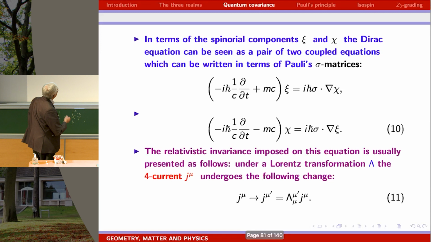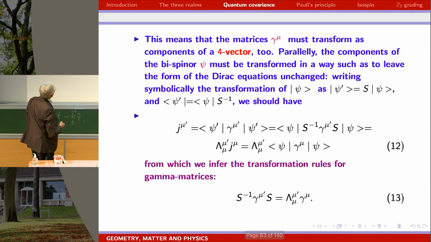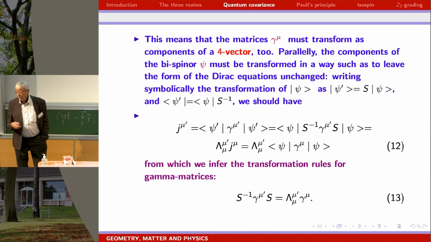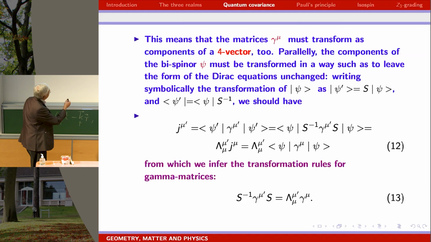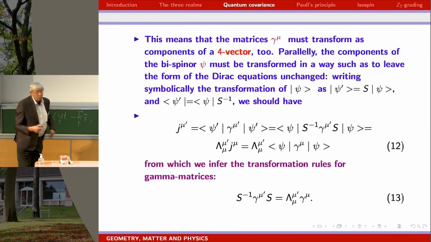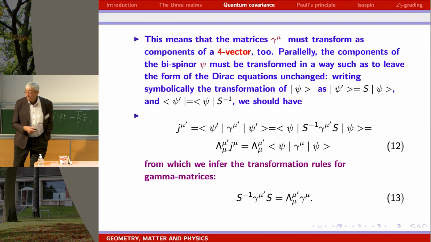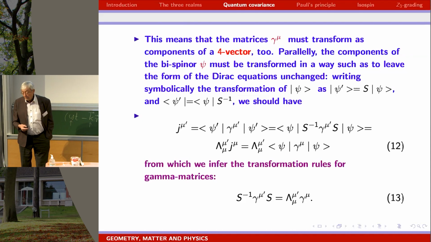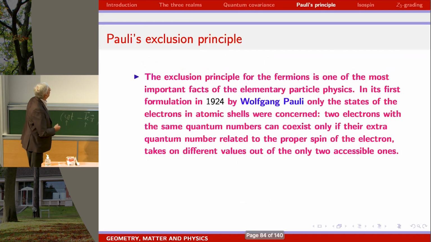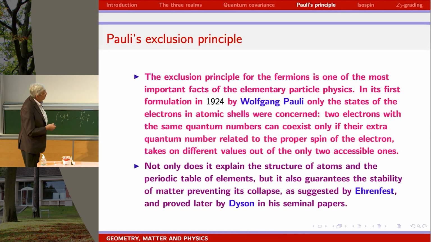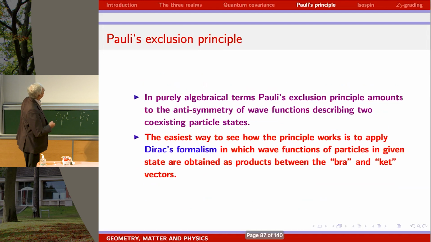Now, I skip this Dirac equation. Again, we have all these transformations as they should be. So now let me see. This is again how the Dirac matrices transform. They also have to transform. You see, this is because they are not simple spinors, because they are like quadratic combinations of spinors. So you have S minus 1 S, and this is how the Dirac matrices transform. Okay. Now, let us go to Pauli's exclusion principle.